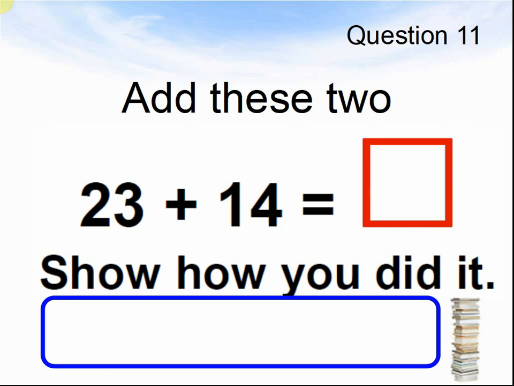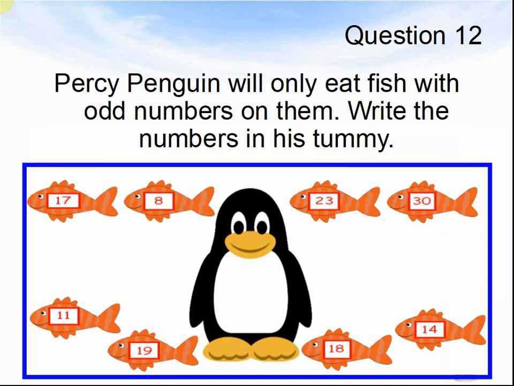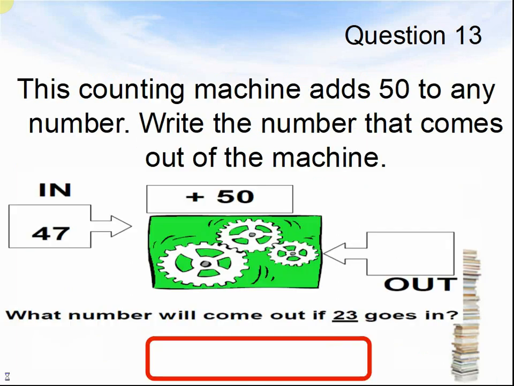Here comes question 12. Percy Penguin will only eat fish with odd numbers on them. Write the numbers in his tummy. Pause the video until you are ready for question 13. Here comes question 13. This counting machine adds 50 to any number. Write the number that comes out of the machine.